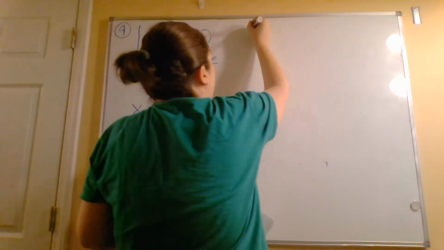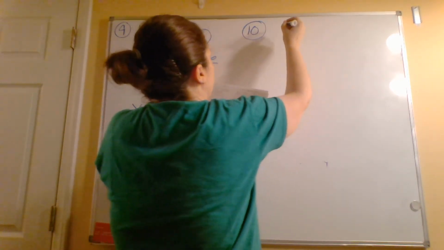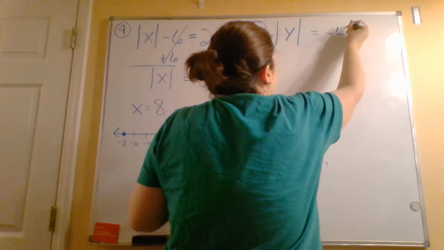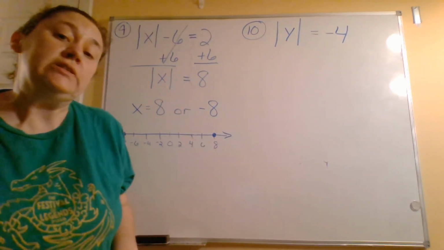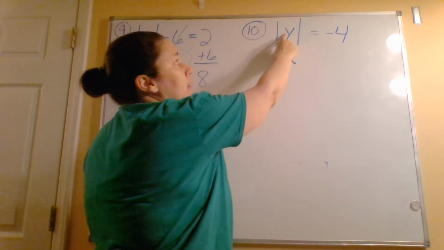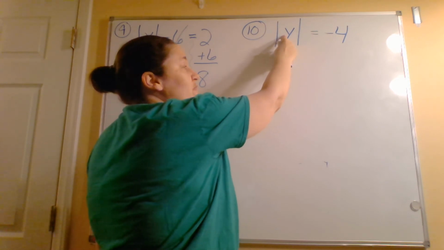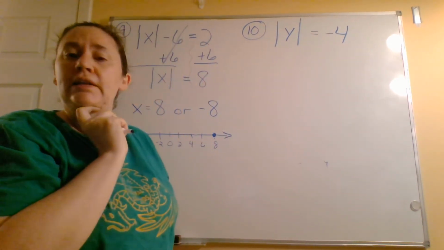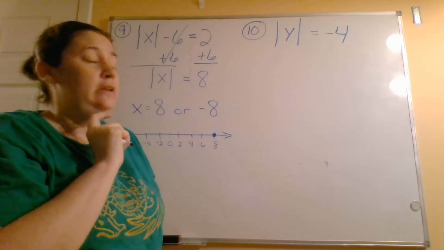Number 10 was a lot easier than it looked. It says the absolute value of y equals negative 4. You just needed to think about that one. What number can I put here where if I take the absolute value of it, I get a negative number? There is no such number.